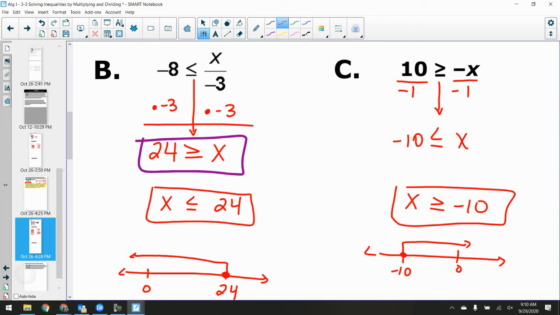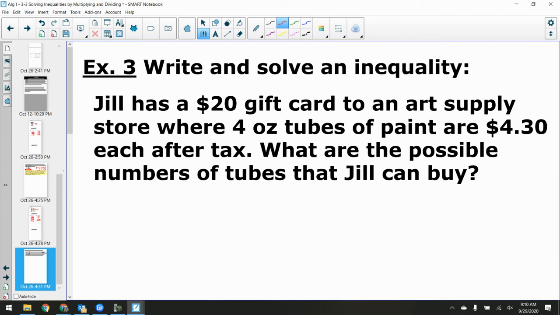Okay, let's take our word problem here. Jill has a $20 gift card. Ooh, another gift card thing. Jill has a $20 gift card to an art supply store where 4-ounce tubes of paint are $4.30 after tax. What are the possible numbers of tubes that she could buy?